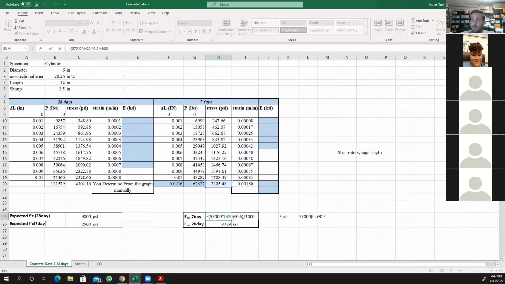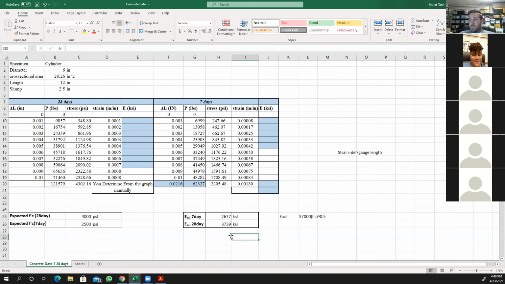There's another way to determine it, and it's from the graph. Let's look at this one first, and then let's see what we're gonna get from the graph. So you type the equation, this H20 corresponds to maximum compressive strength for 7 days, and the square root of this number, and I divide it by 1,000 to get it in KSI. If you don't divide by 1,000, it will give you the number in PSI. So in 7 days, our Young's modulus for this sample was 2,677 KSI.